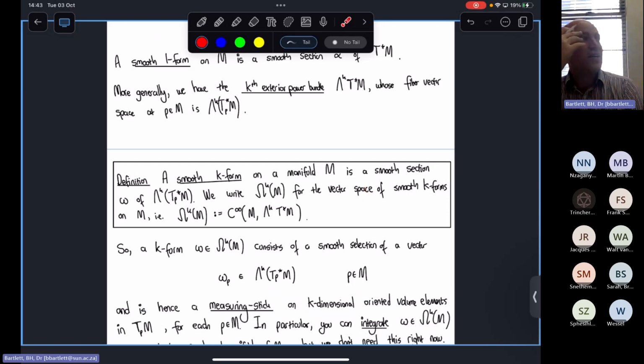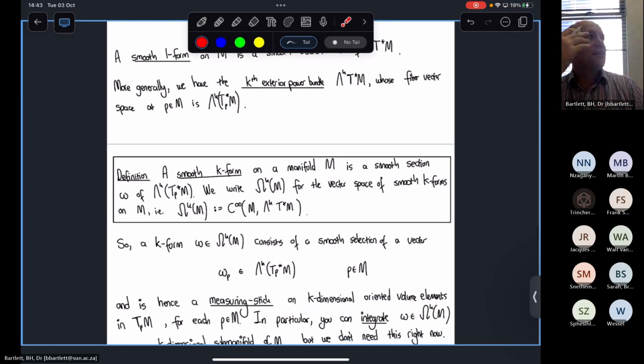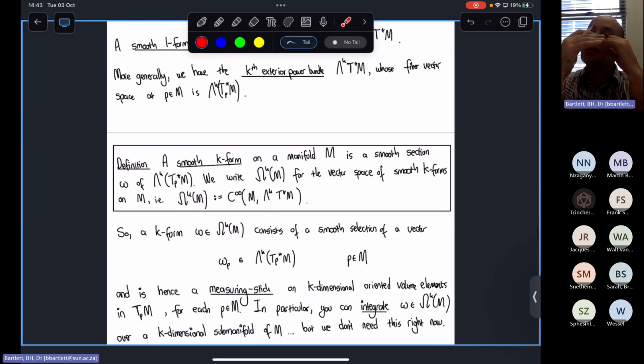So in particular, you could integrate such a k-form over a k-dimensional submanifold of M. But we don't need this right now. But that's their first and primary reason for existence, these k-forms, is that they give us things that we can integrate. If you want to integrate over a k-dimensional region, you're going to need to have a k-form, because a k-form is something which at every tangent space eats up a k-dimensional volume element and spits out a number.